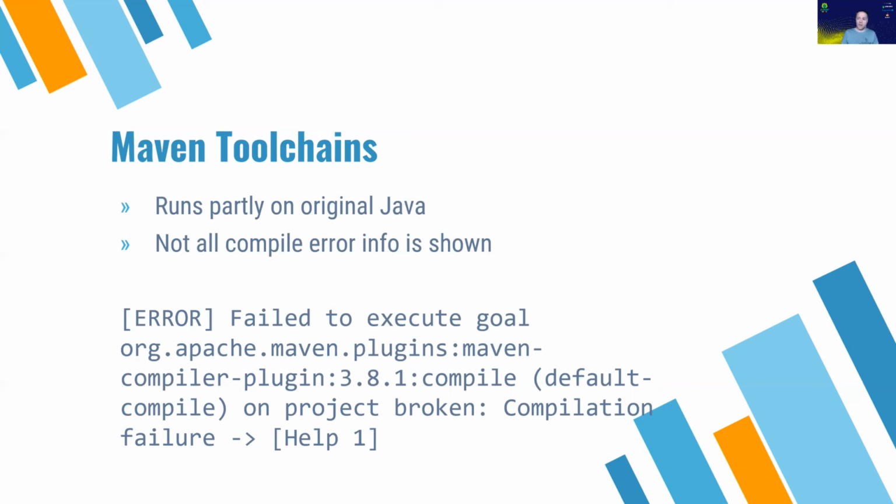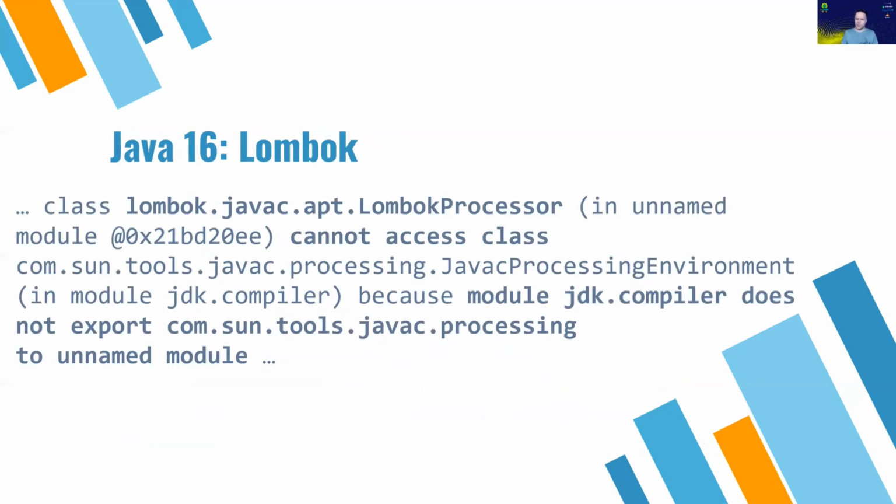So then I ran it without the Maven toolchains and I got a more descriptive error for Lombok in this case. It clearly specifies that the compiler module does not export the processing part to the unnamed module, which basically comes back to the things that we have as a workaround where we basically opened up these things again.